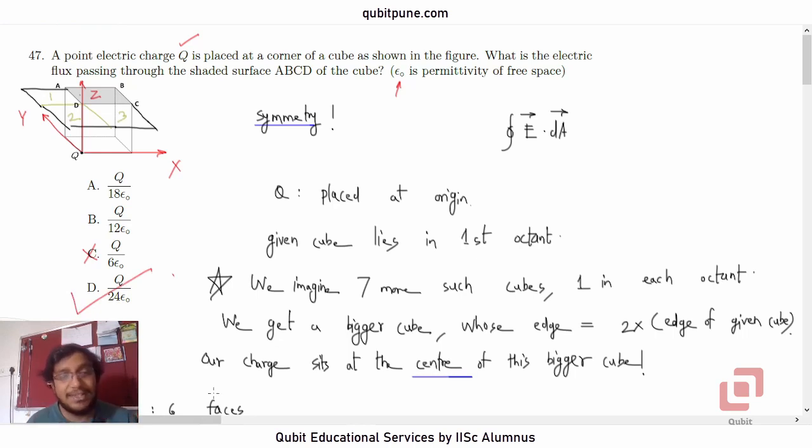So that is 47. We had to be a bit innovative in the solution of this problem, but otherwise it is easy.